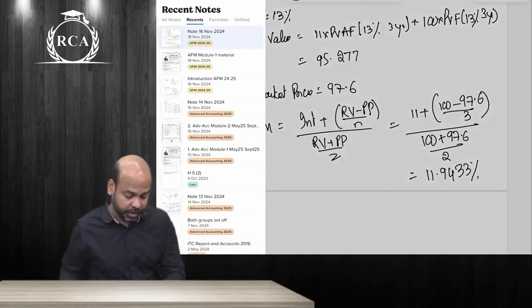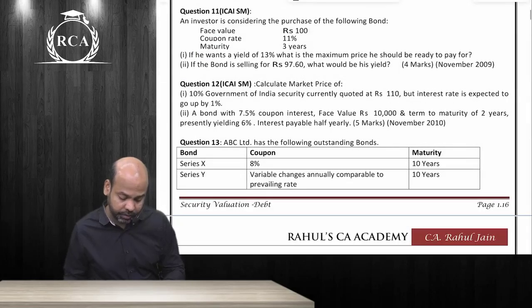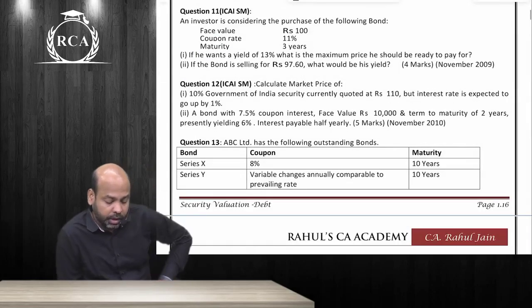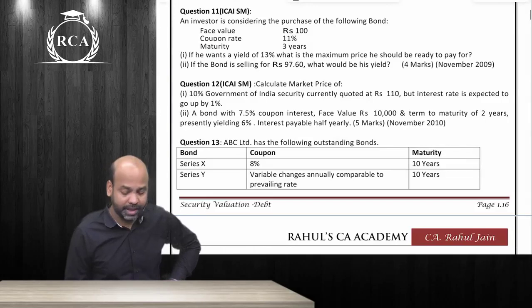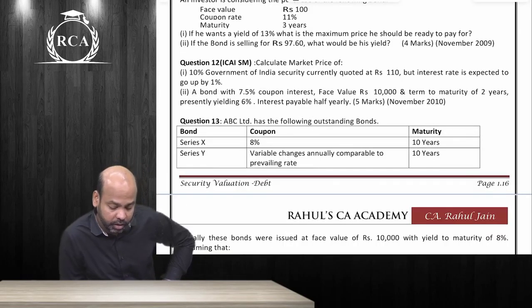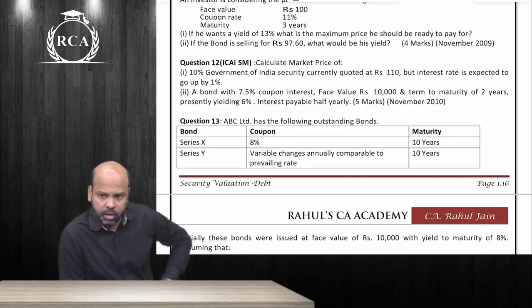Next question, beta, question number 12. Calculate the market price of, first bit, 10% Government of India security, currently quoted at 110, but interest rate is expected to go up by 1%. The current rate amount, beta, is 110. It's a 10% Government of India security.